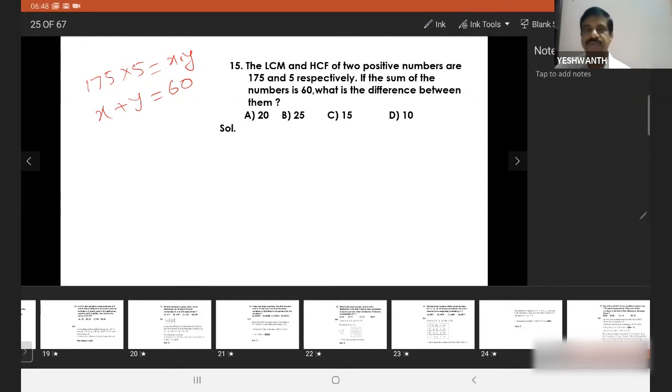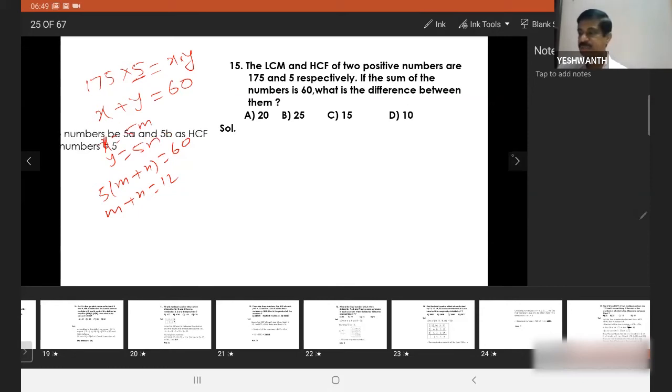What is the difference between them? Because HCF is 5, each of those numbers should be divisible by 5. So I can take x as 5m and y as 5n. So then HCF is 5. So 5 into m plus n equals 60. So m plus n equal to 12. So now you take the difference between the numbers. What is that he said? What is the difference between them?